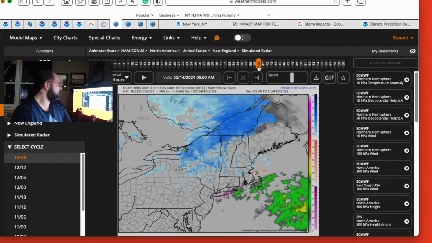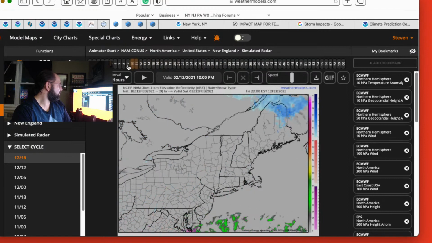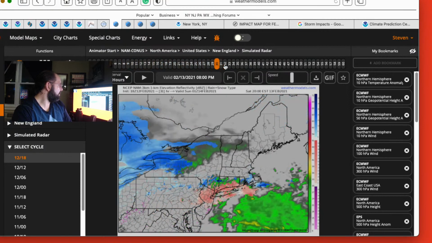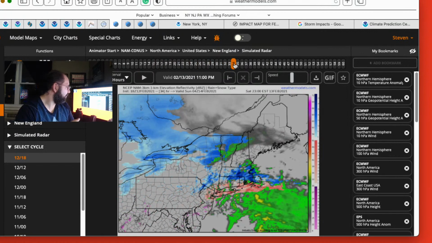Now, what's interesting is that notice in this model data, it keeps on wavering between a widespread heavy event and a very light sporadic event. And the reason why you're seeing this wavering back and forth in your mesoscale model guidance is because it's struggling with all of the mesoscale banding.